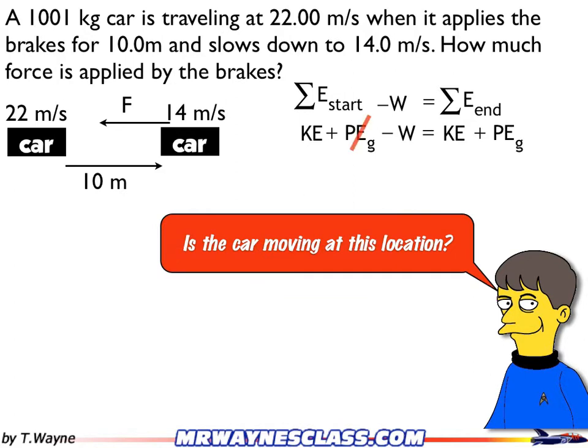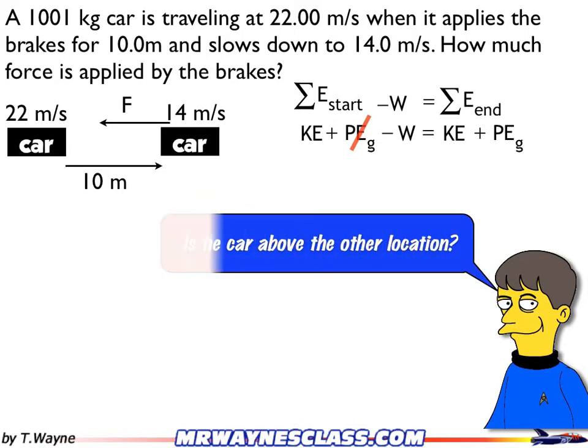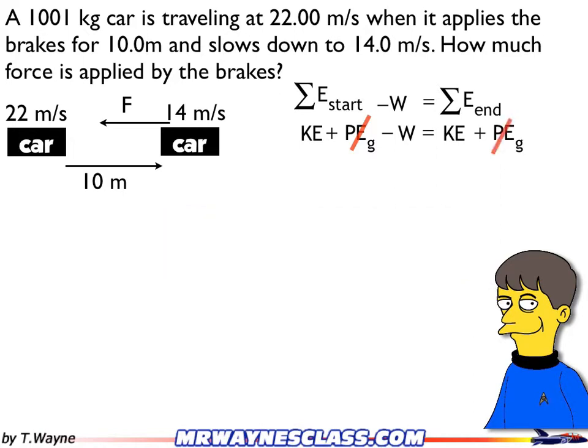Now I'm going to look at the other location where it's traveling at 14 meters per second. The questions I'm asking are the same two. Is the car moving at this location? Yes, it is. So I'm going to keep the kinetic energy. The next question is, is it above the other location? And it's not. It's the same height, so the height's also 0 there. So that's going to go away.